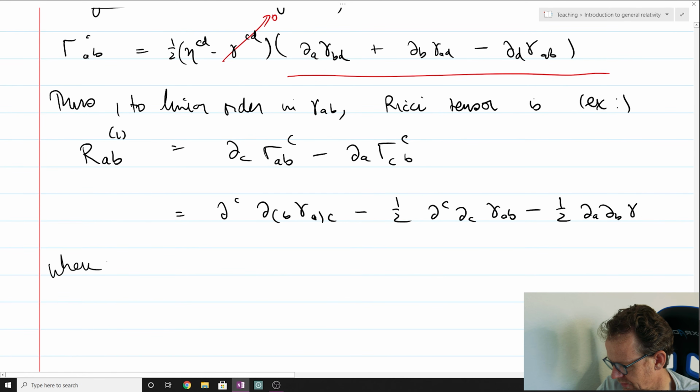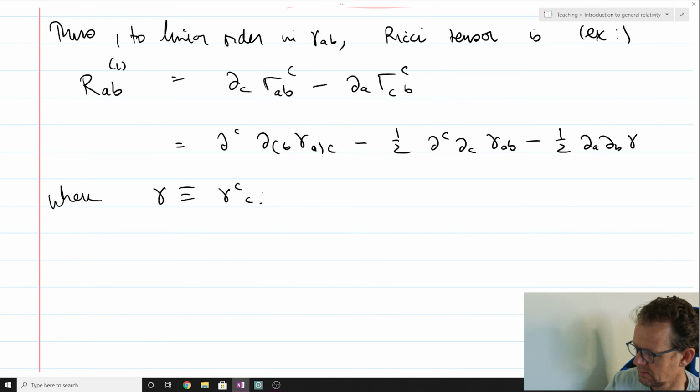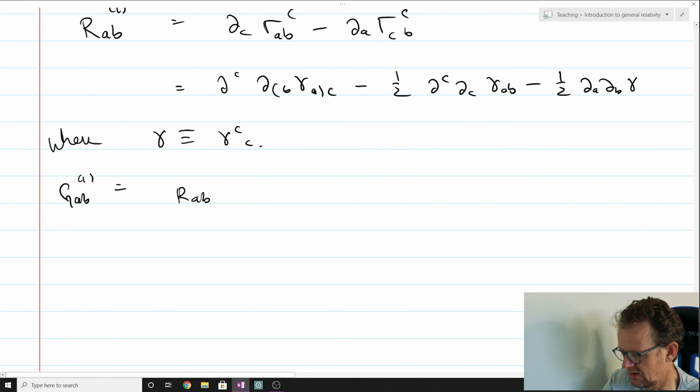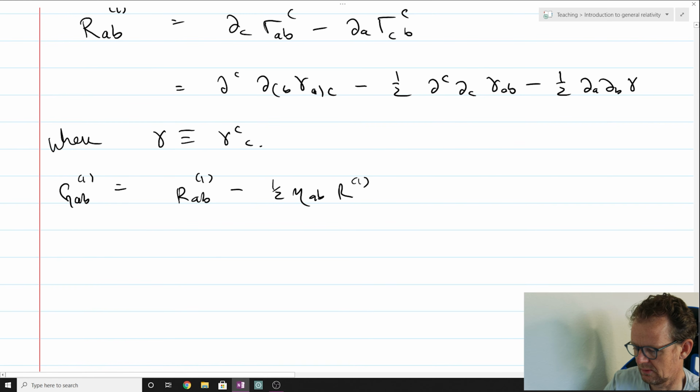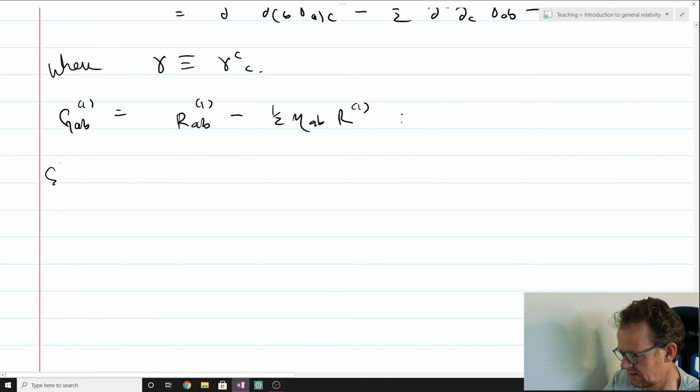Where I've introduced the trace of gamma. Gamma is defined to be the trace of gamma. Now that we've got the Ricci tensor in hand, we can write out the Einstein tensor, GAB, to first order. And the way GAB is defined, well, you take the Ricci tensor and you subtract from it a half times the metric multiplied by the Ricci scalar. Now to this order, we can regard the metric simply as its linear term because the other term multiplied by the Ricci scalar is already 0 to linear order.